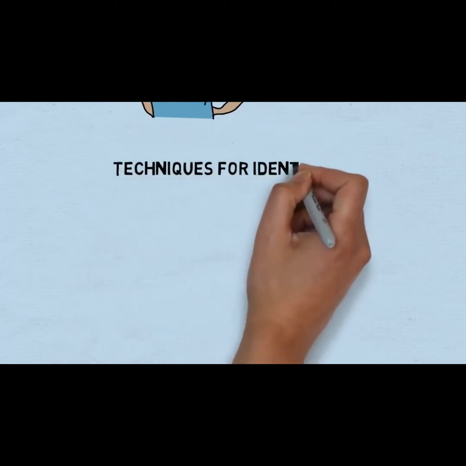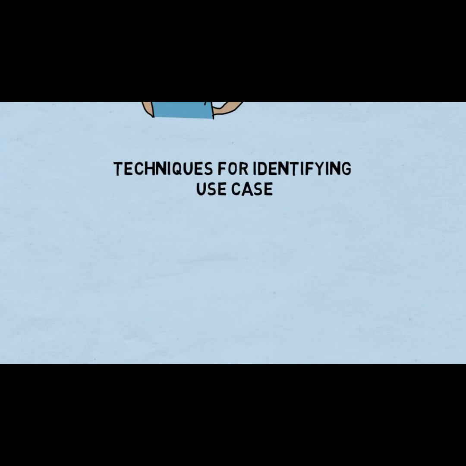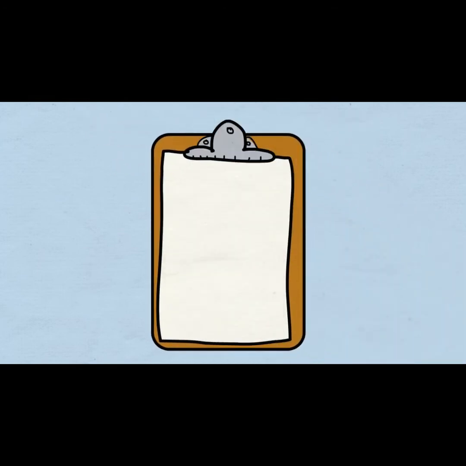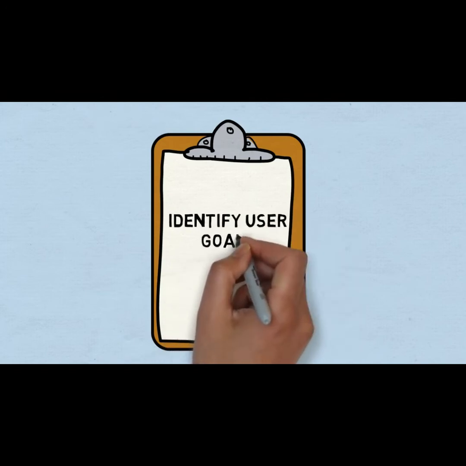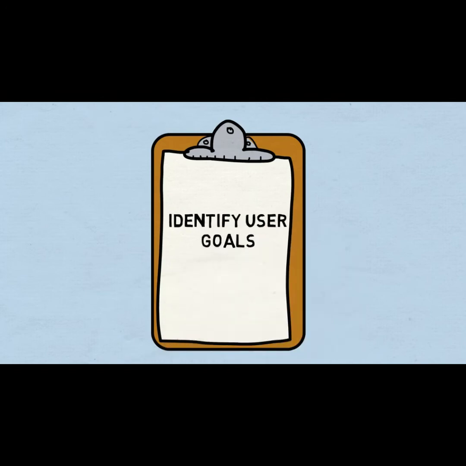Next, techniques for identifying use cases. First, you must identify the user goal. The actor is a specific role played by a system user and represents a category of users that demonstrate similar behavior when using the system.